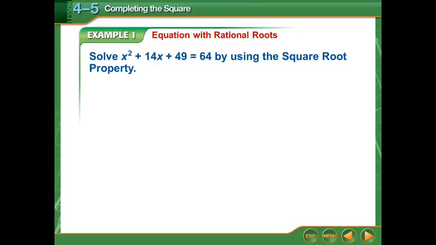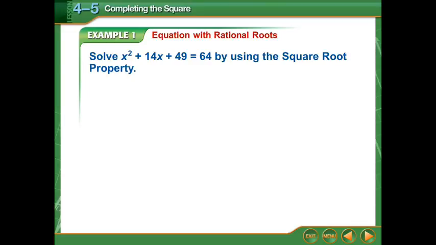Okay, so example 1 says to solve this equation by using the square root property. So in the past, we probably would have moved the 64 to the left-hand side with the other number, then see if we could factor, set each factor equal to 0. That doesn't always work every time because not every problem is going to factor completely. So today we're going to use the square root property.